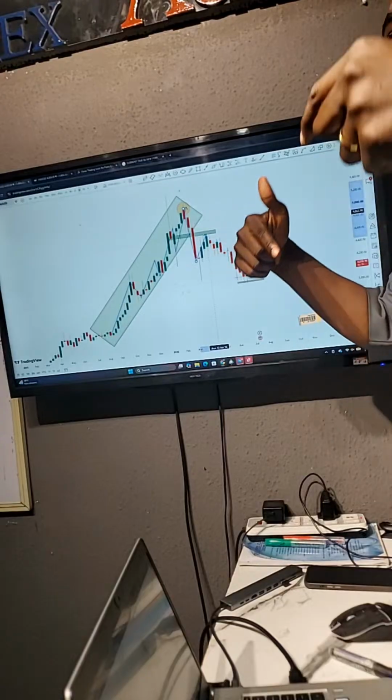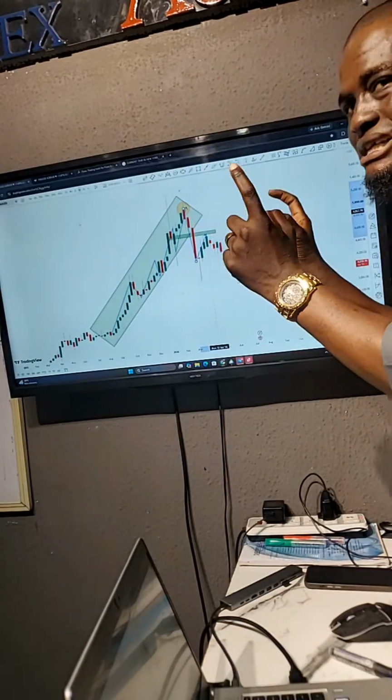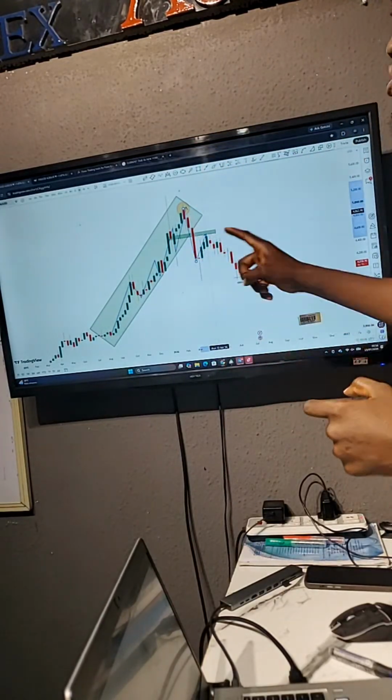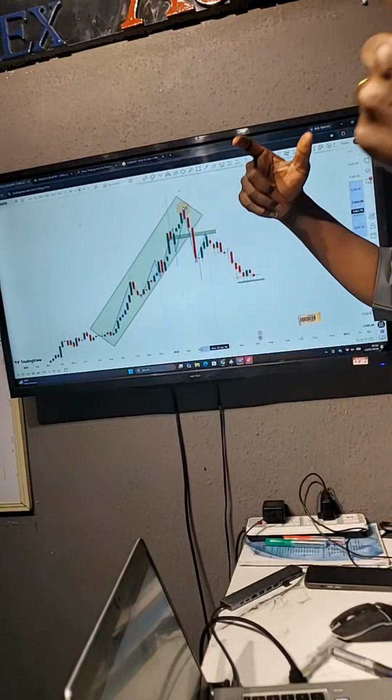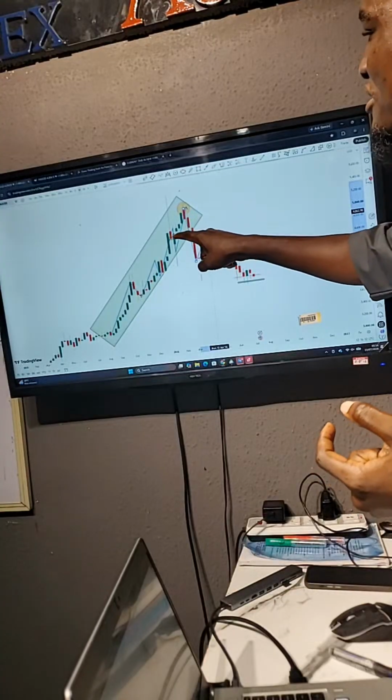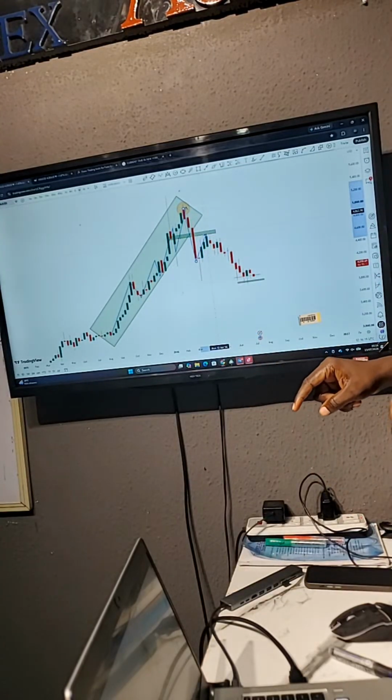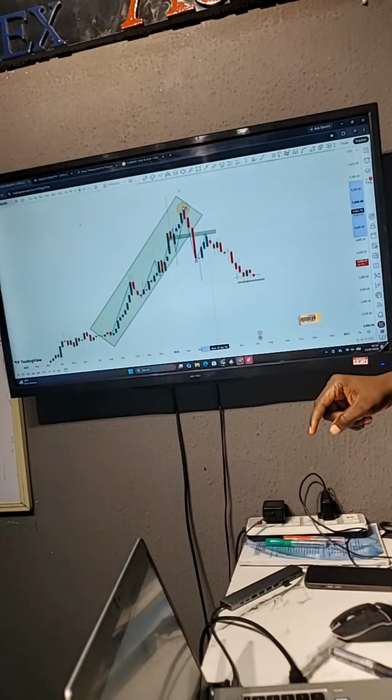This is like our own strategy, what we call market structure. Anytime you see the market come out of something like this, it must pull back to that same zone, like the market structure, to test that same area. How do you know? Is it because of that week? No, not because of any week.